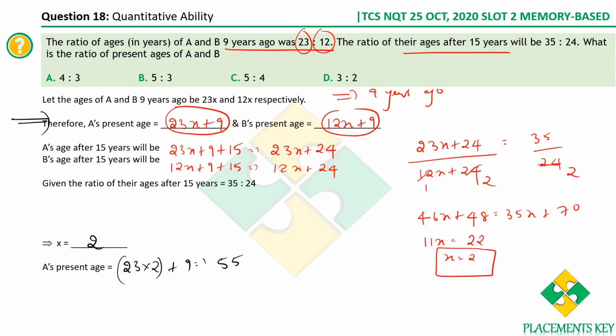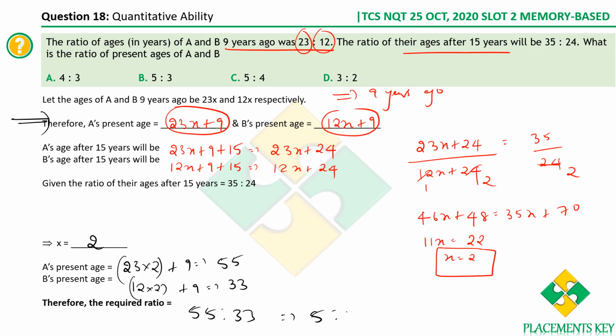It is 55. Similarly, what is B's present age? B's present age is how much? 12x plus 9. So 12 into 2 plus 9. So what is it? 12 twos are 24, plus 9. It is 33. Therefore, the required ratio of ages of A and B is 55:33, which is 5:3. Option B.